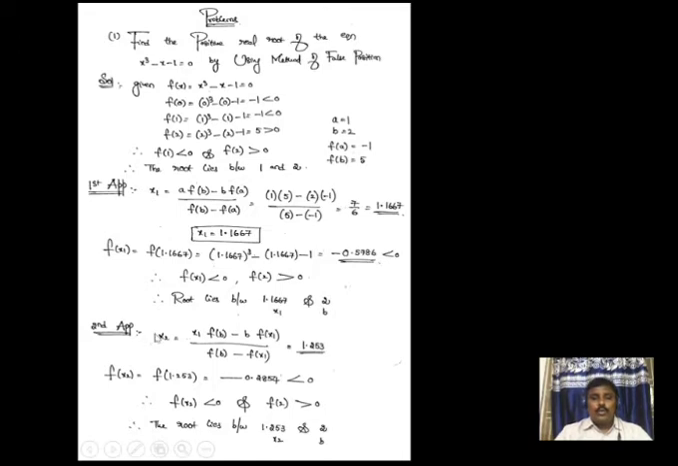Next, while writing the second approximation, I have to write the formula based on this x1 and b. So x1 into f of b minus b into f of x1 by f of b minus f of x1. So I got 1.253. I have to put this value in the given equation. I got less than 0, so f of x2 is less than 0.